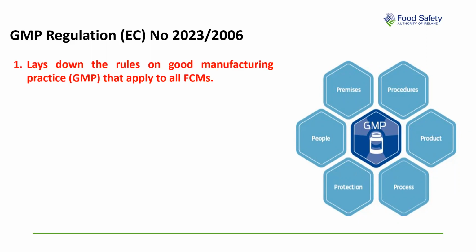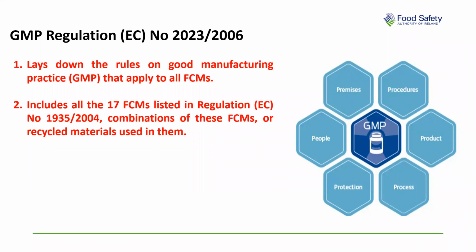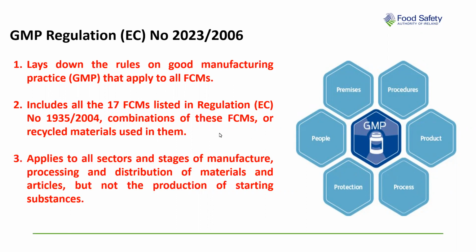In this regulation, it lays down the general rules on how food contact materials should be manufactured. It applies to all 17 food contact materials which are listed in Regulation 1935, combinations of these food contact materials, or recycled materials which are made or used in them. And again, like the framework regulation 1935, it applies to all stages and sectors of manufacture, processing, and distribution of these materials.